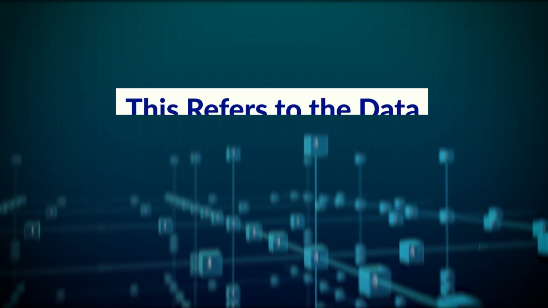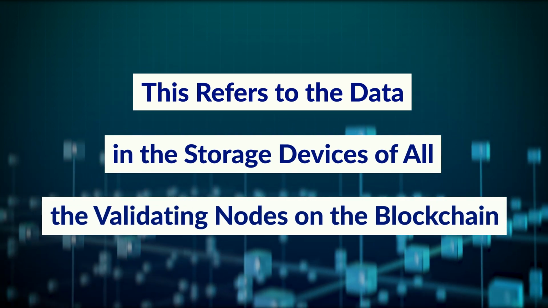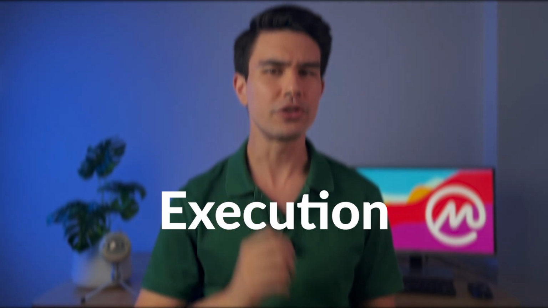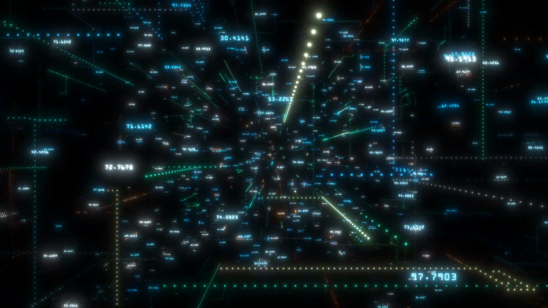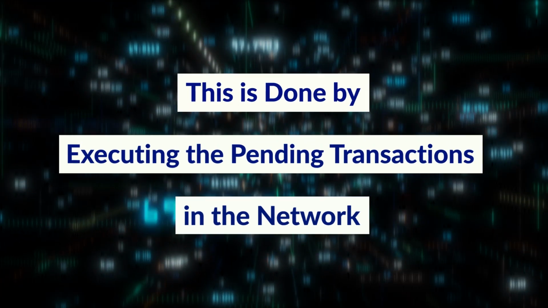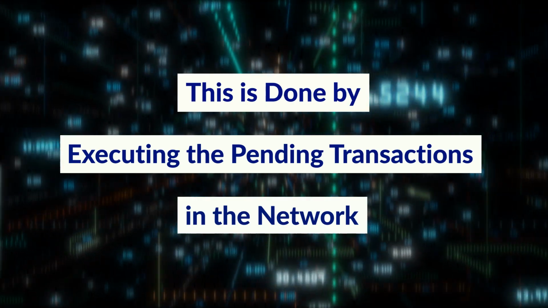decentralized. To better understand how these two blockchain designs work and how they differ, let's first attempt to understand what the core concepts of a blockchain are, especially in this context. Data availability: the data that is stored in each block of the blockchain. This essentially refers to the data in the storage devices of all the validating nodes on that blockchain. Execution: nodes perform transactions and enhance and progress the state of the blockchain. This is usually done by executing pending transactions in the network. For instance, Bob sending 3 ETH to Alice.